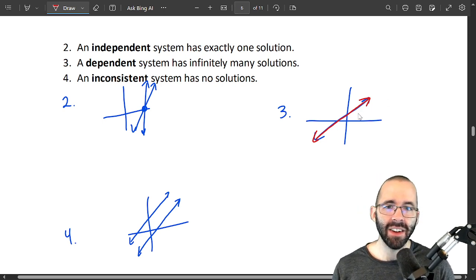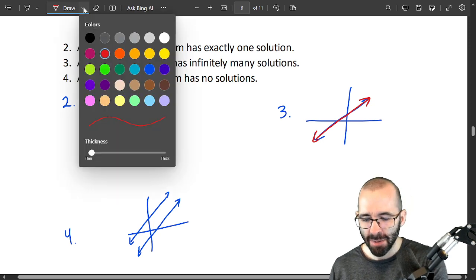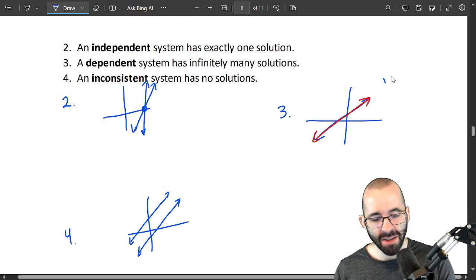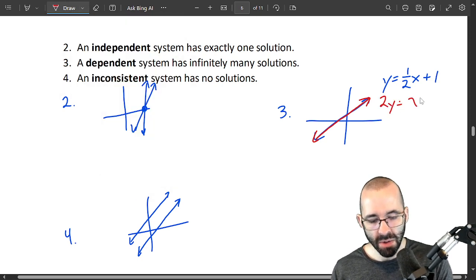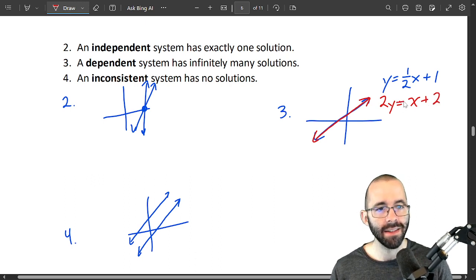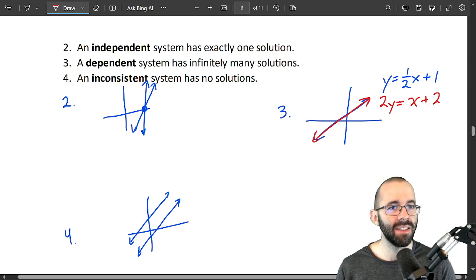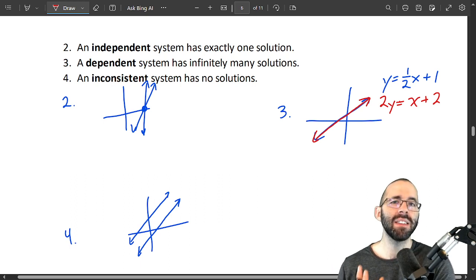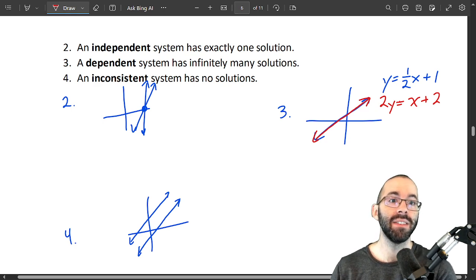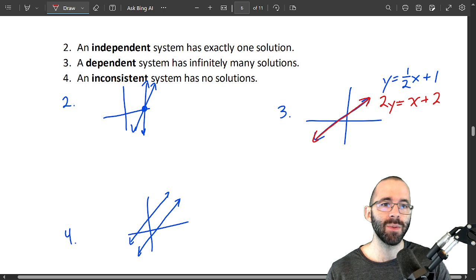And you might say same line, that's silly. But maybe we have something like this, right? Maybe the first line is y equals 1/2 x plus 1. What if our second line is 2y equals x plus 2? So they don't look the same. But notice, if you multiply the blue line by 2 on both sides, you get the red line. So even if they can be the same line, they can be the same line without being in the same form. Okay, so that's what number 3 could kind of look like. We'll see that.